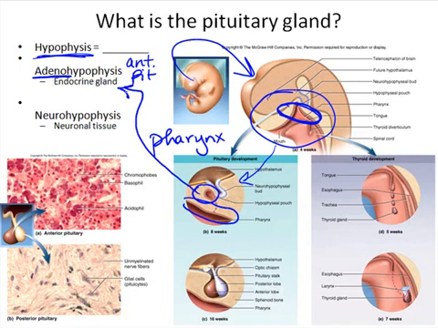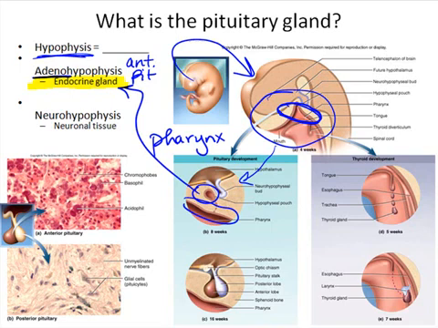And like other epithelial tissues, glandular tissues, it has the ability to manufacture and secrete chemicals, in other words, hormones. So this particular part of the pituitary gland is considered a true endocrine gland because it has the ability to manufacture hormones and then release those into the blood.